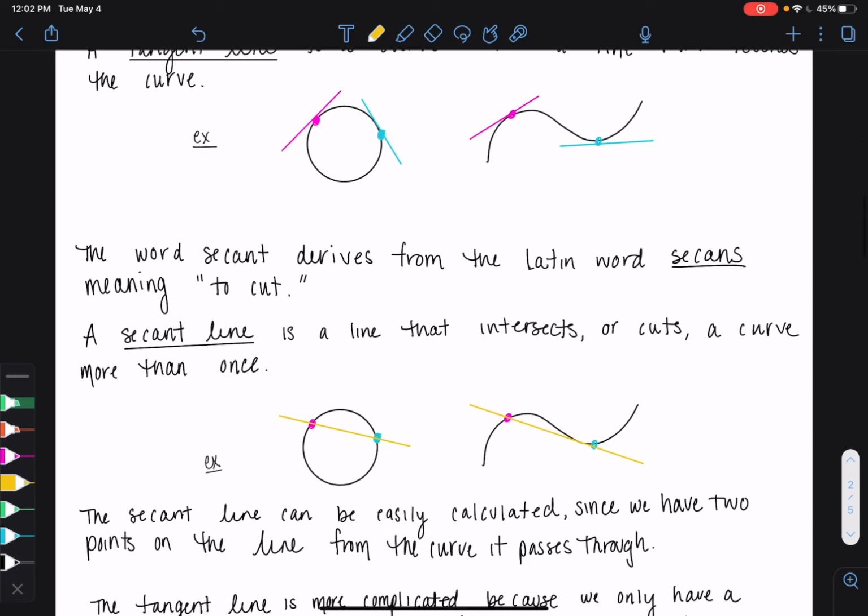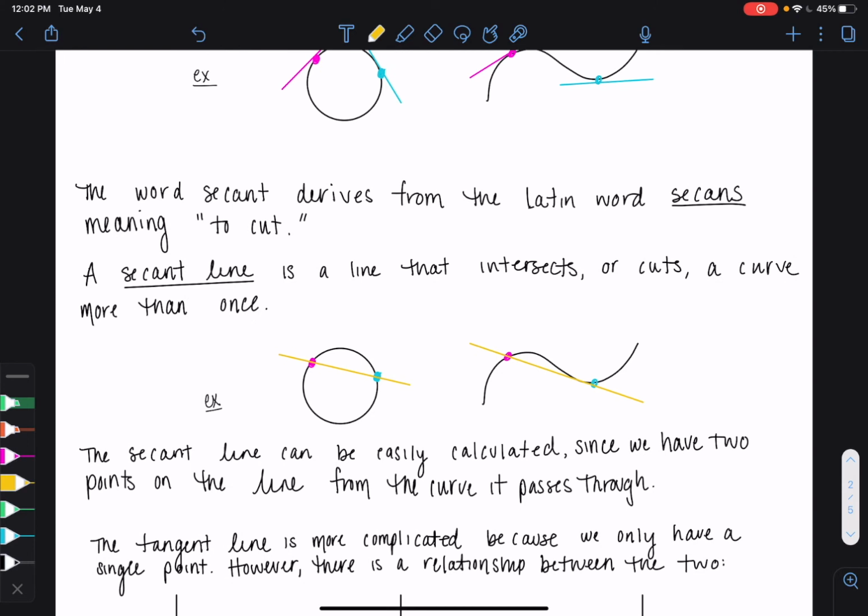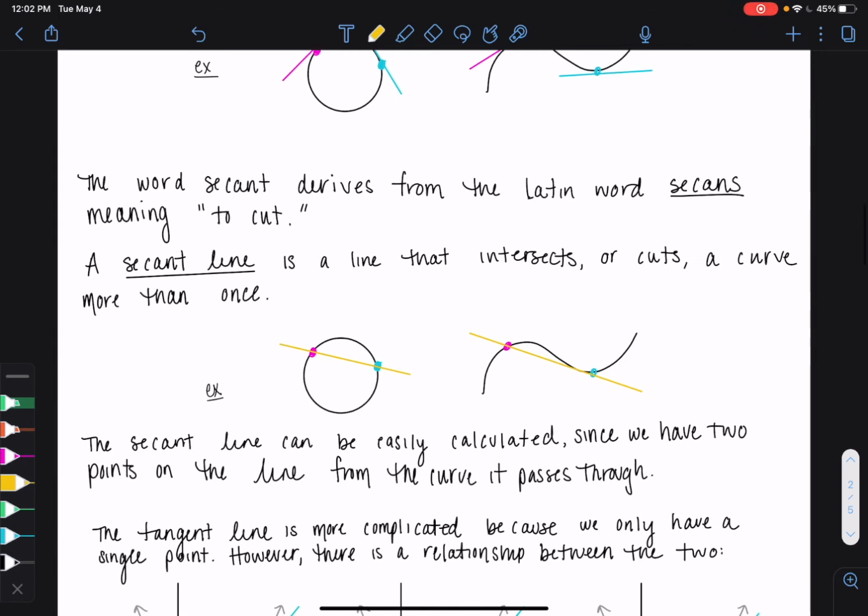So ultimately, the secant line we can calculate pretty easily. We've got 2 points on the curve. We find the slope by looking at the difference in y values over the difference in x values. I've got my slope, I've got a point. We write the equation of the line. But that tangent line is a lot more complicated because we only have a single point. But the nice thing is there is a connection between these 2. And this is something, the secant line, you're used to finding without having called it a secant line.